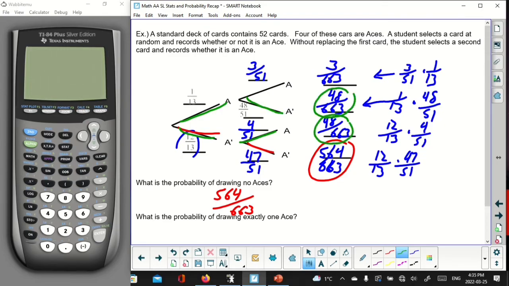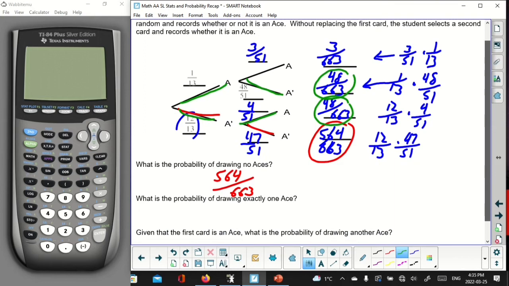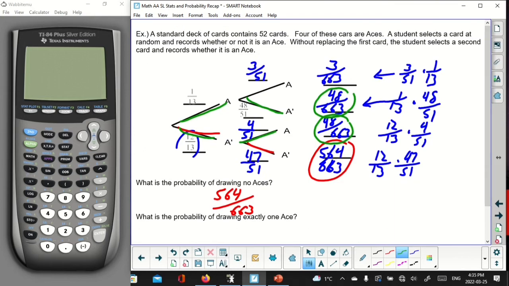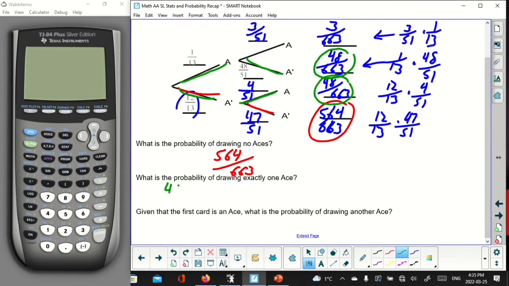It's one of those things or the other. And typically, in counting or probability, when we have an "or" situation, we're adding. "And" often means multiply. So if I add those up, I would get 96 over, make sure you keep those denominators the same, 663. Now, the last question, we can do it with our formula.